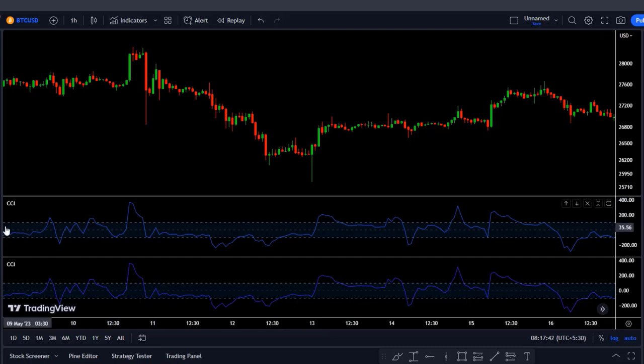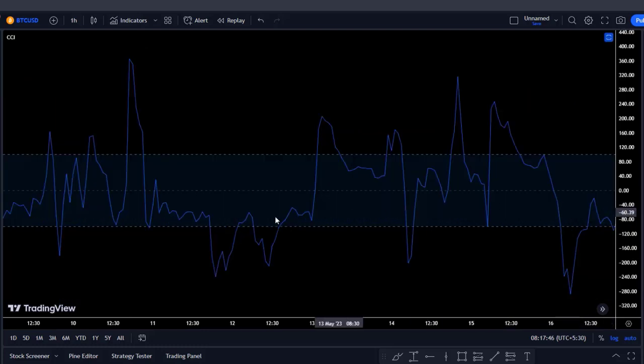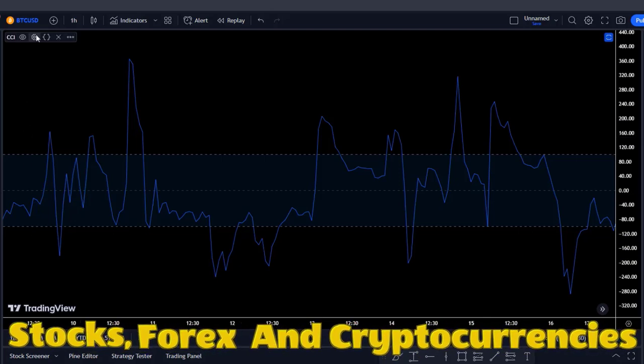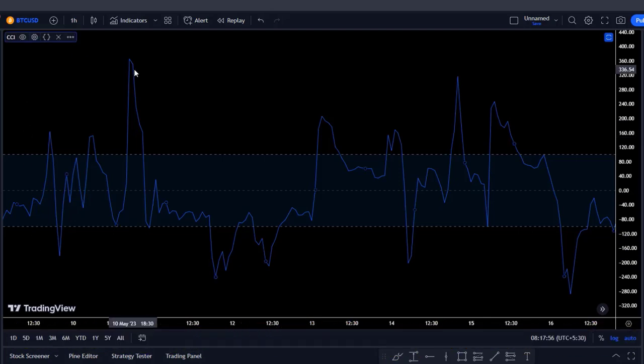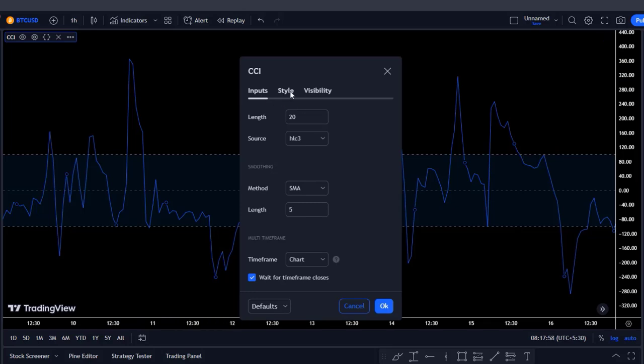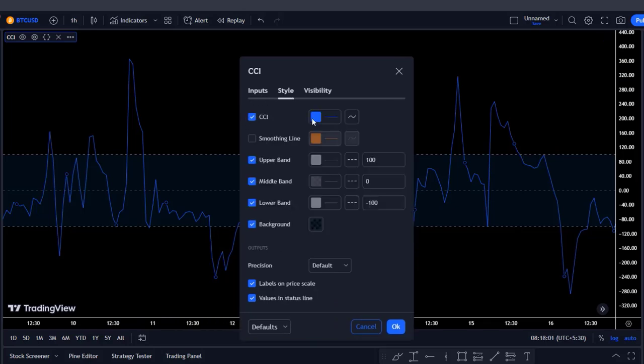The CCI technical indicator, also known as the Commodity Channel Index, is a momentum-based oscillator that's used by traders to measure the deviation of an asset's price from its statistical average. The CCI was initially developed for use in commodity futures trading, but it has since been adapted for use by other financial markets such as stocks, forex, and cryptocurrencies. The CCI indicator is typically used to identify potential overbought and oversold conditions in the market.